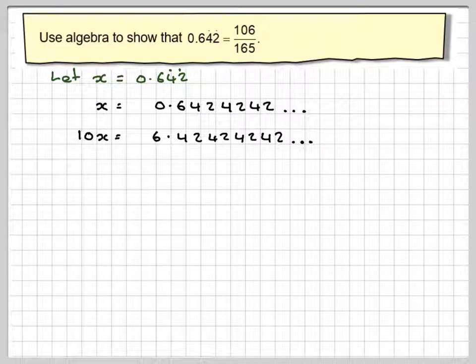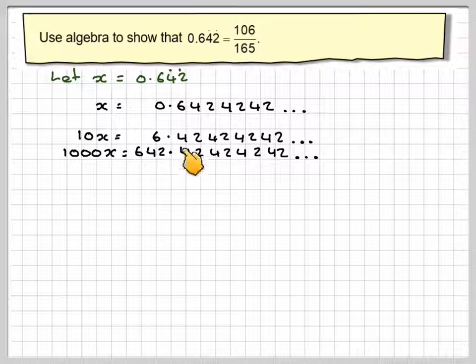6.424242 evermore. Right, and then what we need to do is move the decimal point along a couple more places, so that the 42s will be lined up in the next one. You'll see what I mean in a minute. So if I move it 1, 2, that means I've now multiplied 10x by 100, so 1,000x will be 642.42, 42, 42. So everything is now lined up.